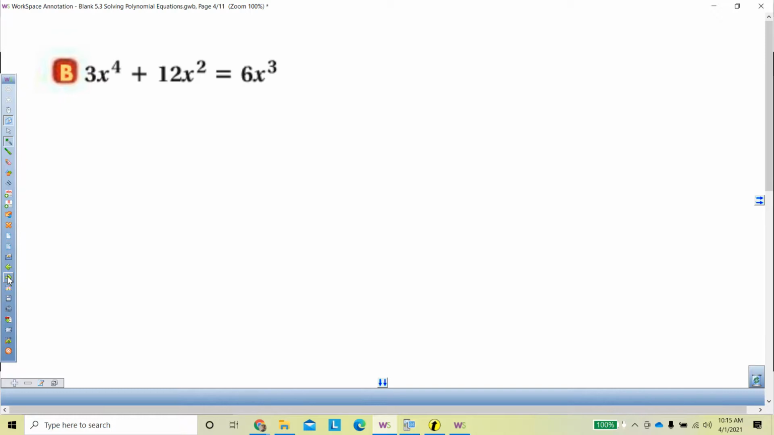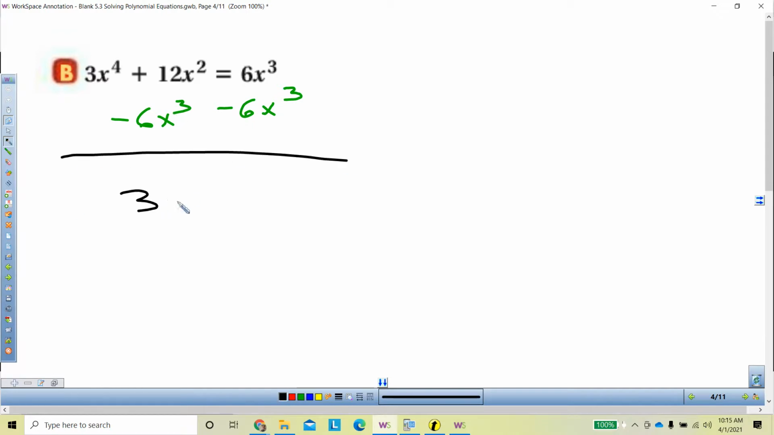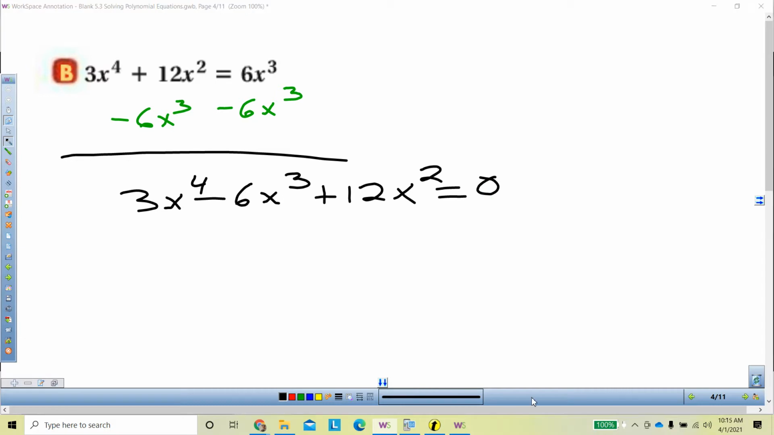First thing I got to do is subtract that 6x cubed over. When I do that, I get 3x to the 4th minus 6x cubed plus 12x squared equals 0. So I'm always writing those in standard form, right? Highest exponent, next highest, and so on. What's the GCF here? 3x squared. Excellent. Divide out that 3x squared.